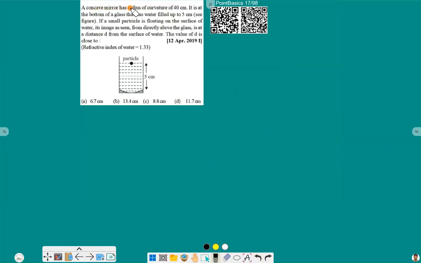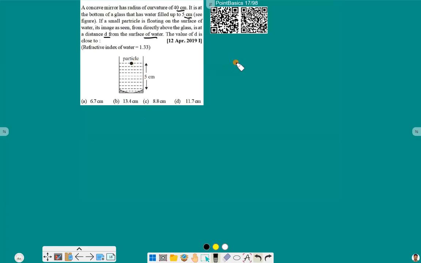So here a concave mirror has a radius of curvature 40 centimeter. It is at the bottom of the glass, which has water filled up to 5 centimeter. See the figure. If a small particle is floating on the surface of water, its image as seen from directly above the glass is at a distance d from the water surface. The value of d is close to. So this concave mirror is going to form the image of this particle.